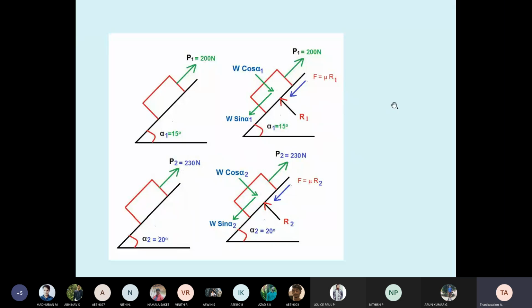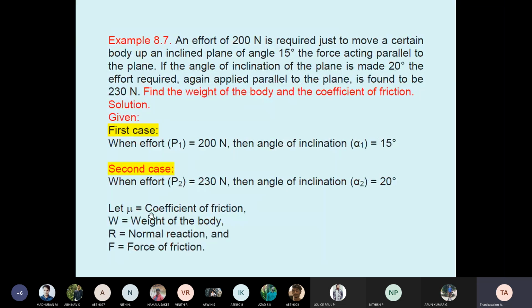We solved one problem of a horizontal block previously. Same like this, but the block is inclined. That is the only difference. They asked for W and mu also. Here the block is inclined and the applied force is parallel to the inclined plane, 200. The condition given is that it is moving upward. Students, see here, move a certain body up. So the body is moving upward.